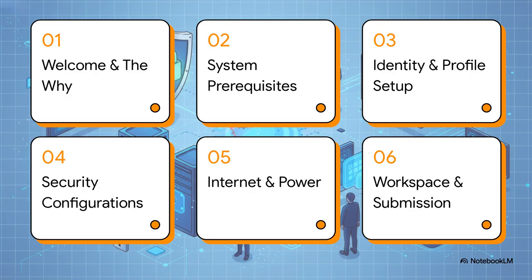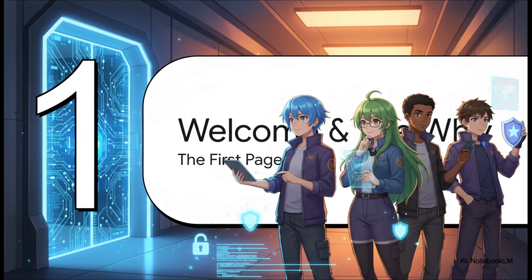We'll kick things off with the welcome and the why just to set the stage. Then we'll hit the system prerequisites. These are super important to do before you start. After that, we'll look at identity setup, your security configurations, verifying your internet and power, and finally, your workspace and submission. See? Each of these lines up perfectly with a page on the form. Easy.